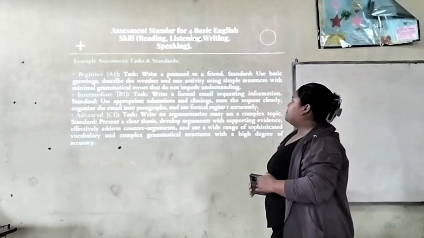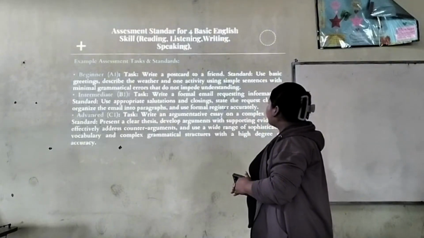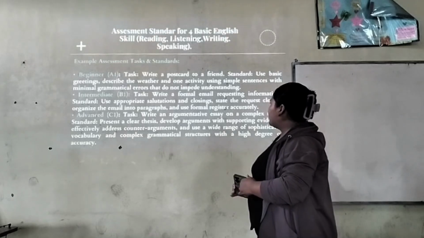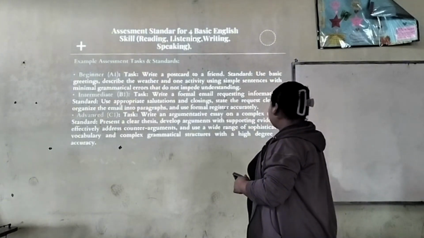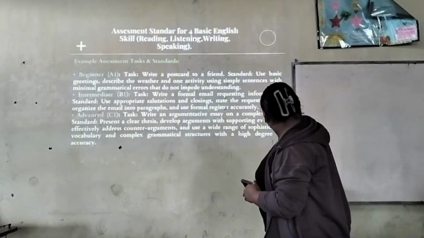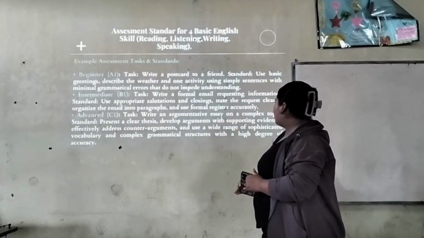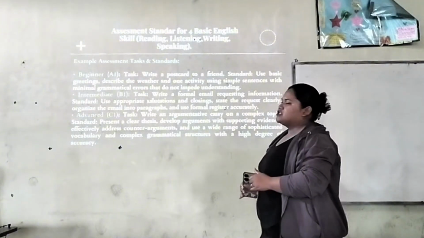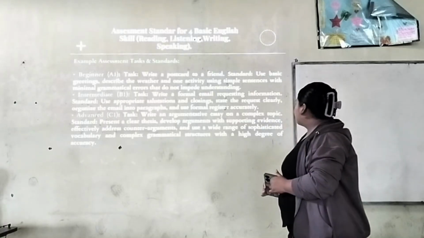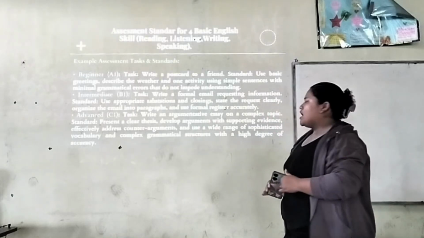We get to the example assessment, task and standard. In the beginner, the task is write a postcard to a friend, and the standard is use basic greetings, describe the weather, and one activity using simple sentences with minimal grammatical errors that do not impede understanding. In the intermediate, the task is write a formal email requesting information, and the standard is use appropriate salutation and closings, state the request clearly, organize the email into paragraphs, and use formal register accurately.